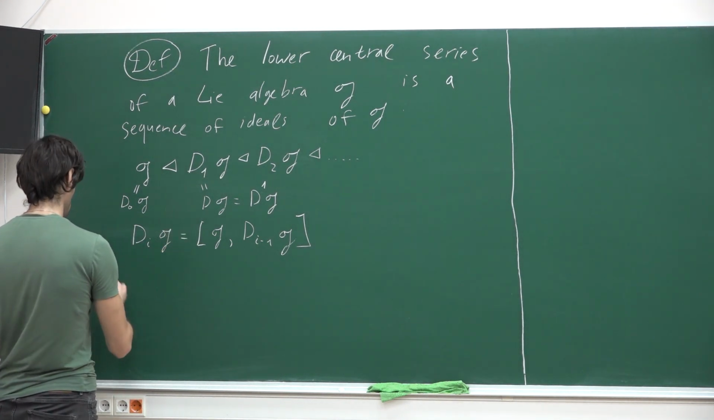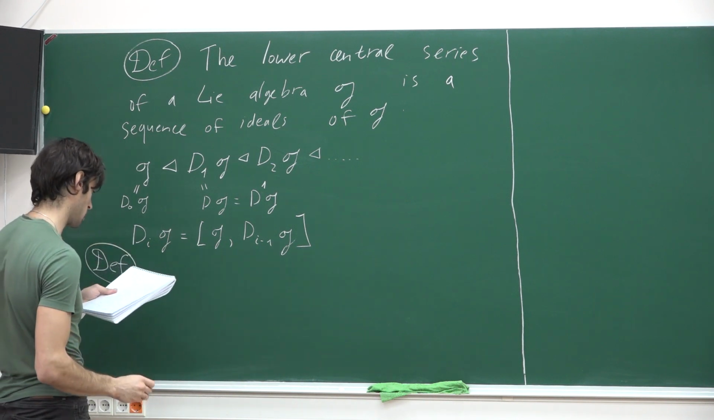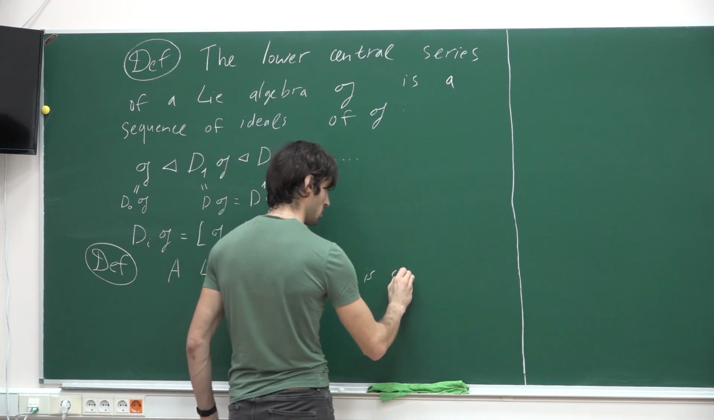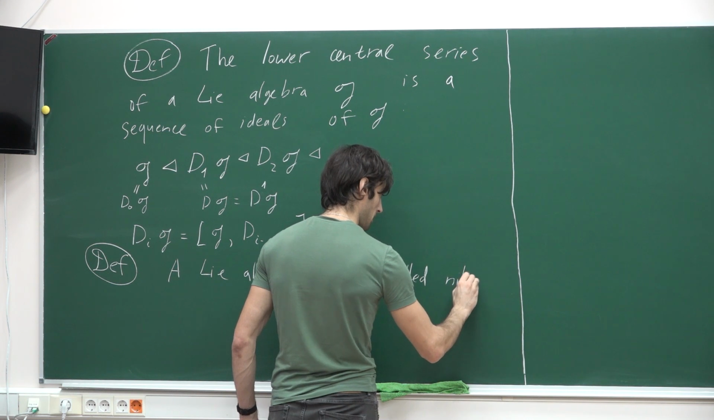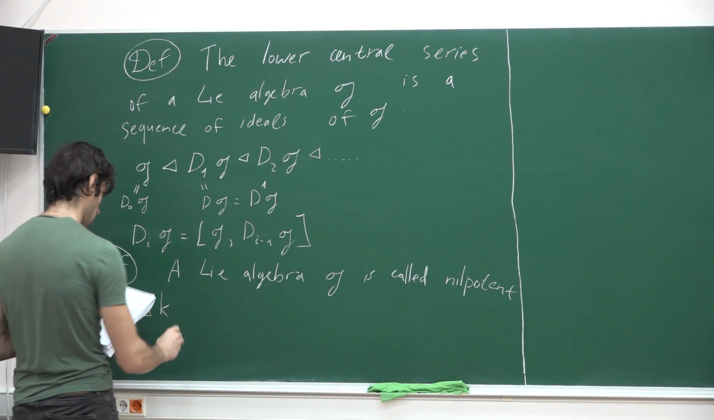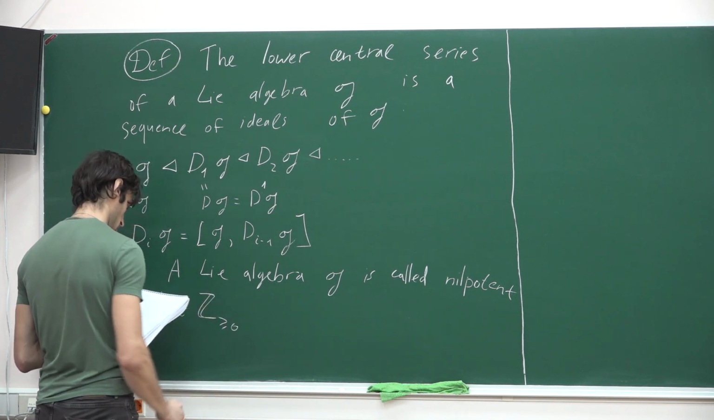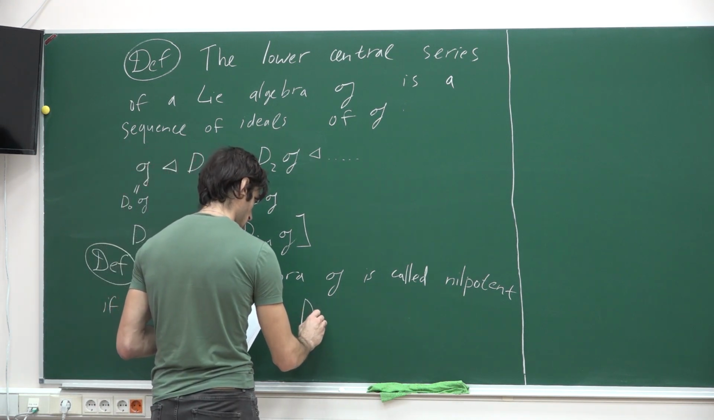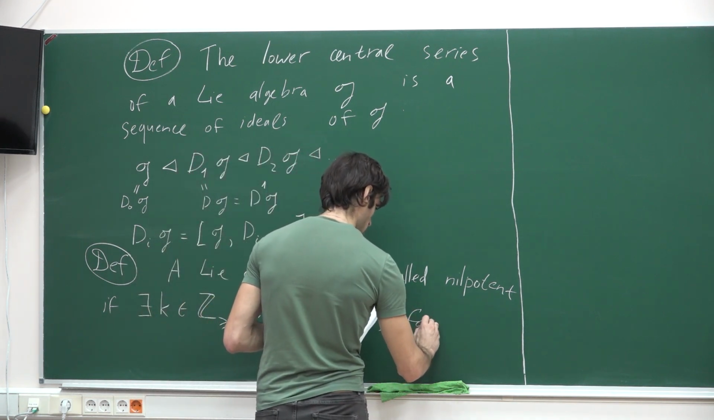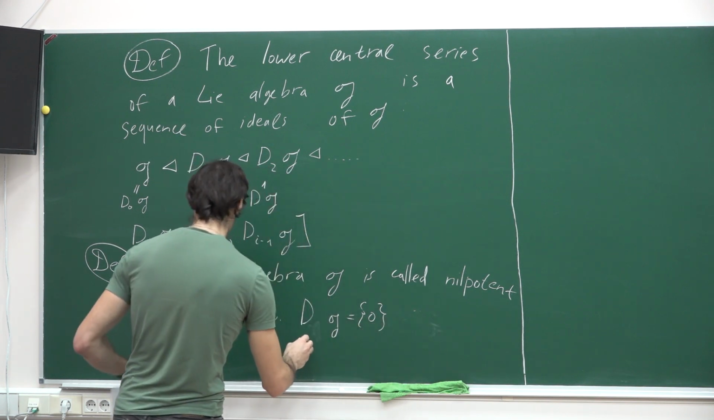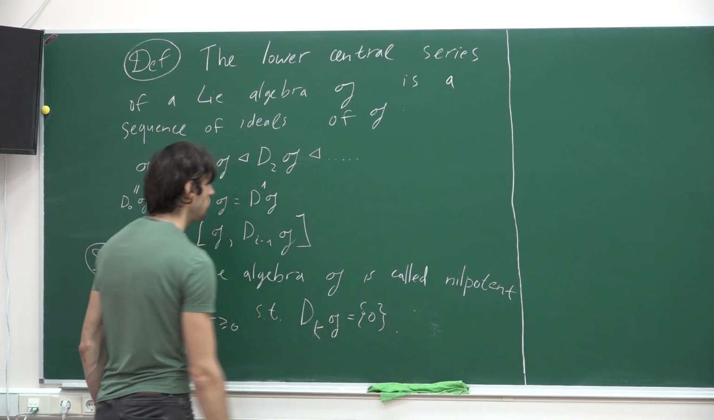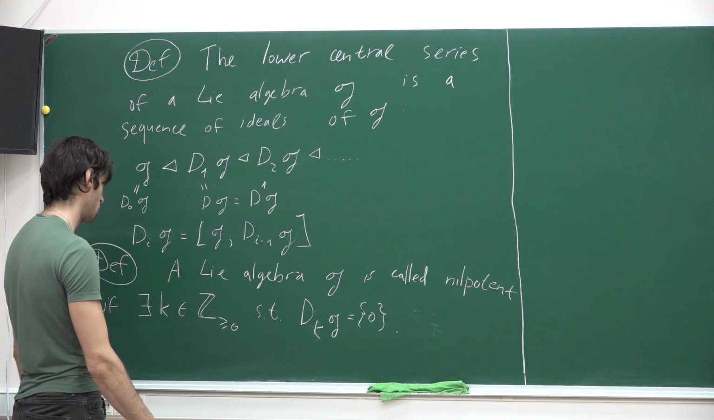So this is our definition, and we'll need this to say what is a nilpotent Lie algebra. So a Lie algebra G is called nilpotent if there exists some k, which is a non-negative integer, such that DkG is just 0. Of course, Dk plus 1 G is then also 0, and so on. Okay, so this is the definition of nilpotent.